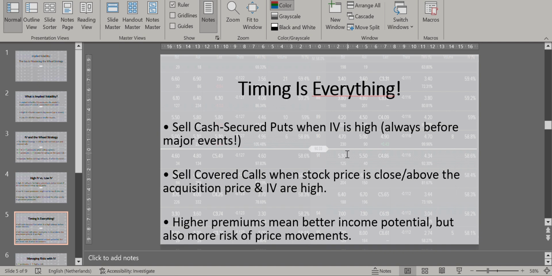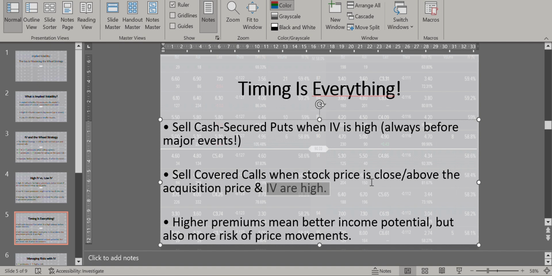And on the same page, when it comes to covered calls, because you already acquired the stocks, you should only sell them, of course, when implied volatility is high. But if the earnings or the event is coming, basically you have not so much downside, because you want to get rid of the stock, because you want to continue to sell more puts and get the cash back from the sale. And so make sure that you are always selling covered calls when the stock price is close or above the acquisition price, because if it's too far below, the premium is going to be almost irrelevant anyway, or the short positions on the call may not be available.